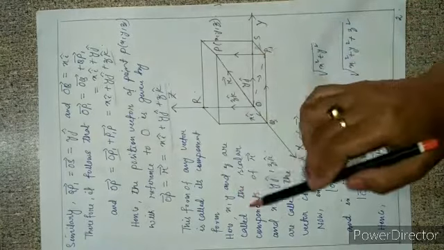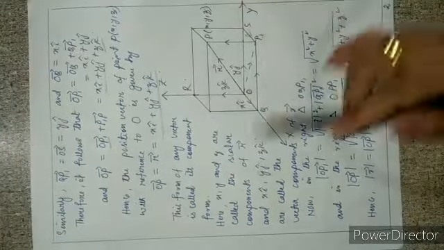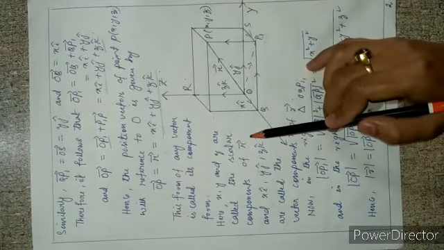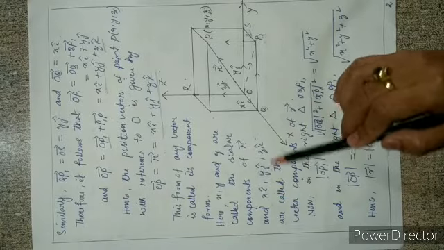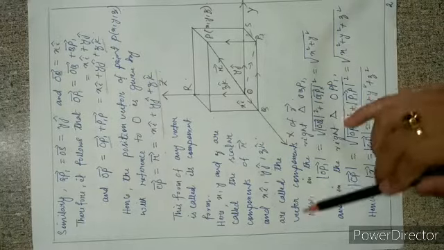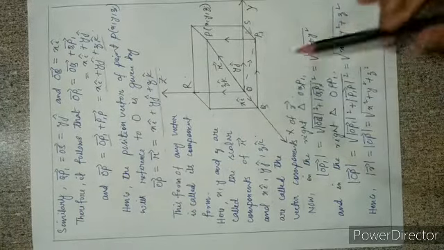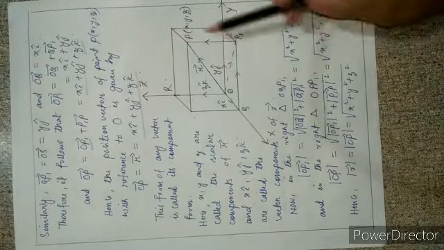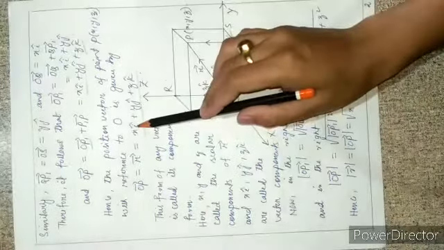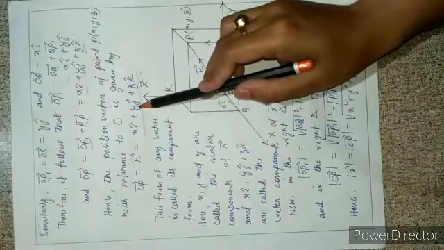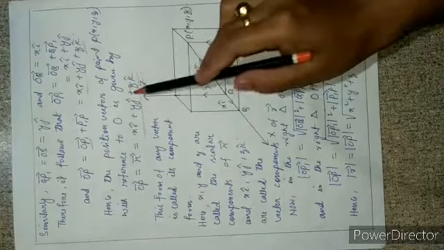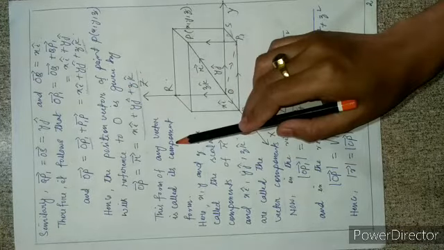Here the coordinates of the point P, x, y, z, are called the scalar components of the r vector, and x i cap, y j cap, and z k cap are called the vector components. The coefficients of i, j, k are the scalar components. For any coordinate P, its position vector is the x component multiplied by i cap plus y component multiplied by j cap plus z component multiplied by k cap. In i, j, k form, this is called the component form of the vector.